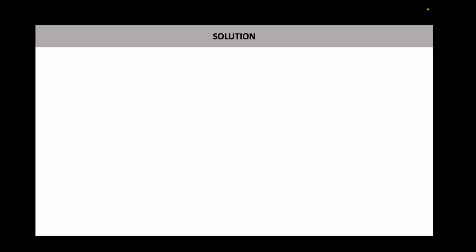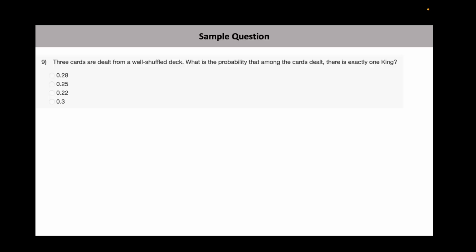Okay. So now we will first calculate the probability of picking up three random cards from an entire deck. The question is asking, first you need to calculate the combinations to calculate the probability of getting exactly one king where three cards are picked together. So you need to calculate different combinations for this.